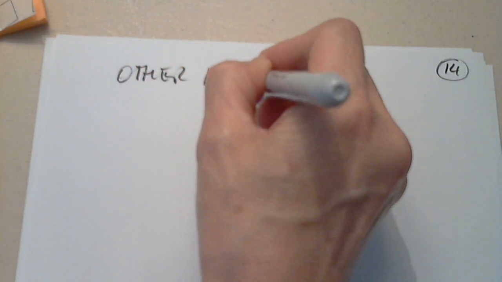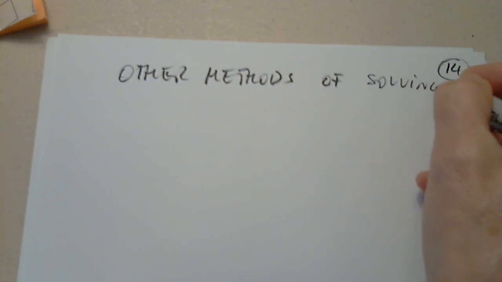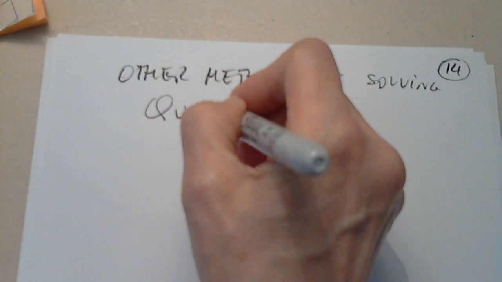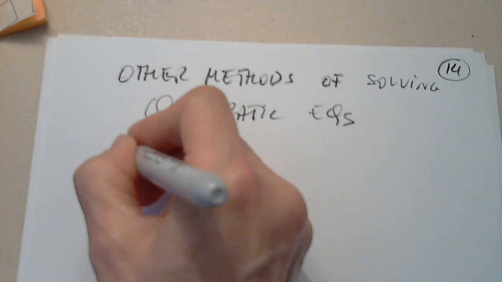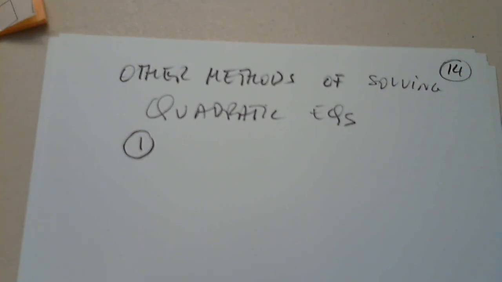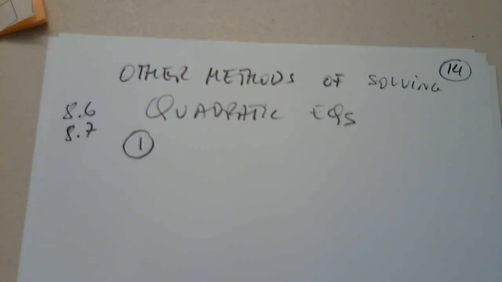Other methods of solving quadratic equations. Is this 8.5? Yes. No, this is 8.6. So these are the last two sections, 8.6 and 8.7. Okay, thank you.